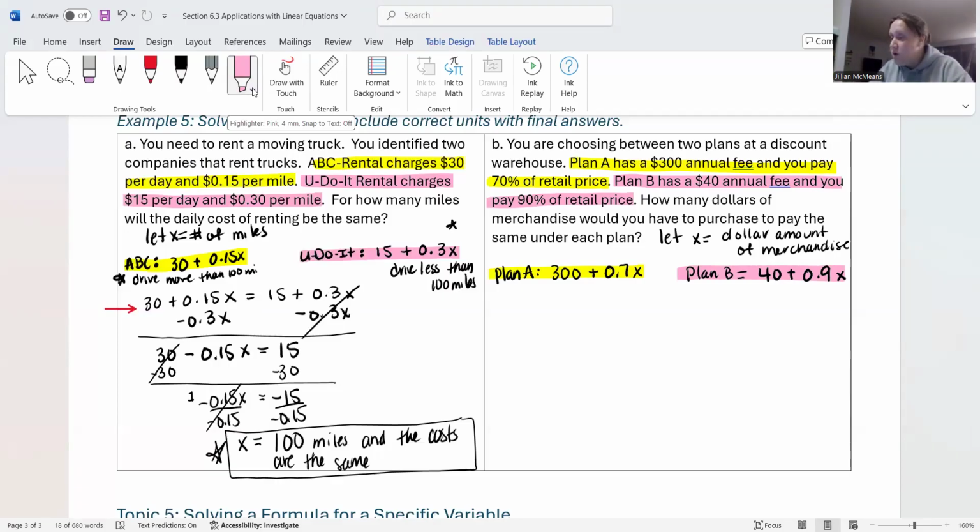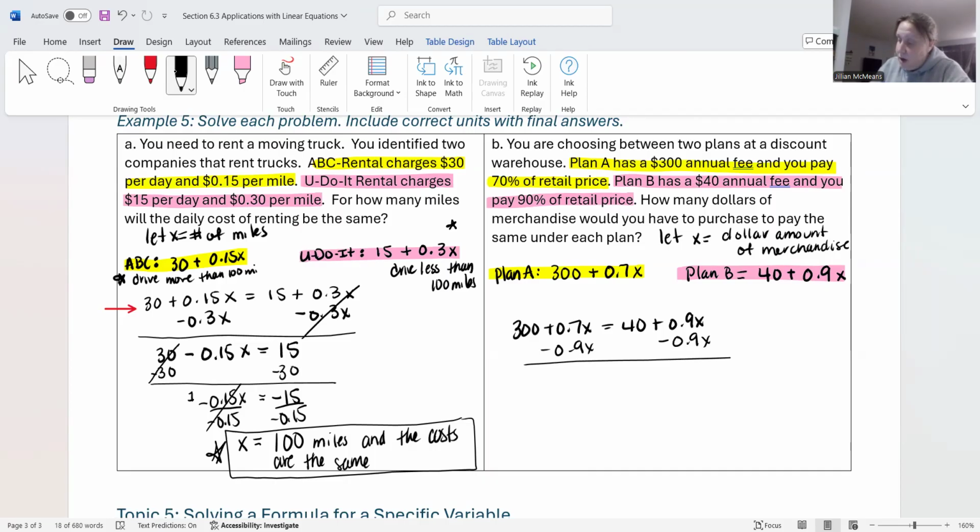Okay. So what we have to do for a break-even problem is set these equal to each other. So 300 plus 0.7x equals 40 plus 0.9x. And now we solve. This is going to be very similar to the previous one. We don't have to get rid of parentheses. We don't have to combine like terms on the left or the right, but we do need to get all of the variables in a single term on the left, all of the constants in a single term on the right. Okay. So I have this plus 0.9x. I want to move it to the left. So I'm going to subtract 0.9x.